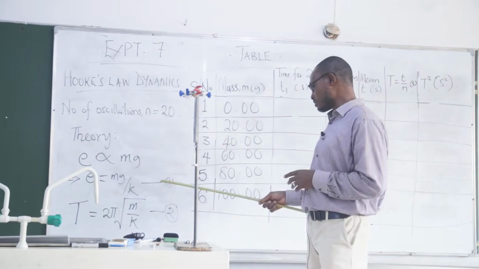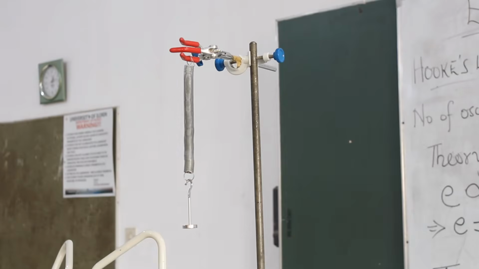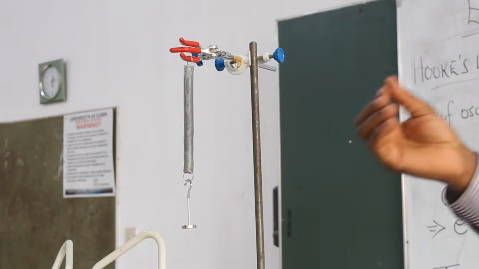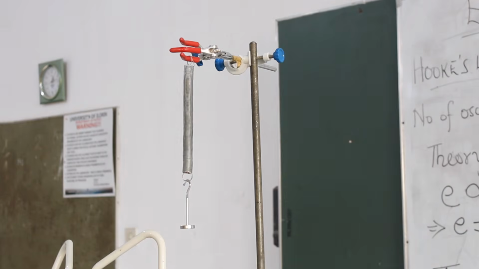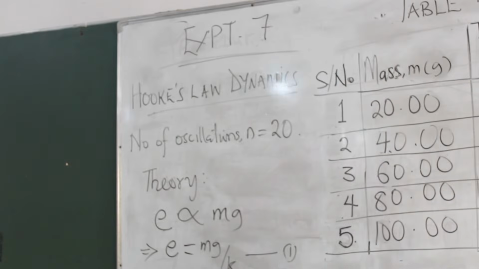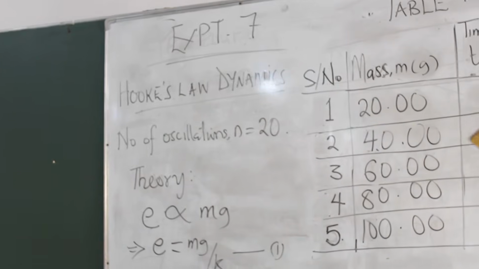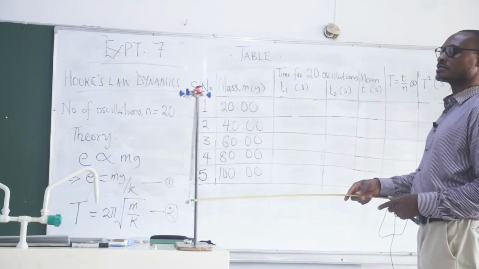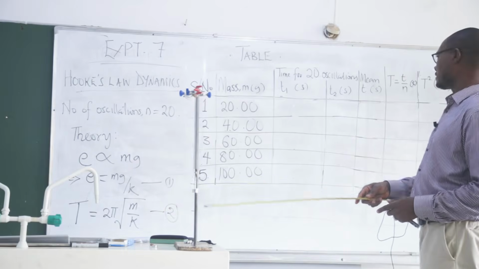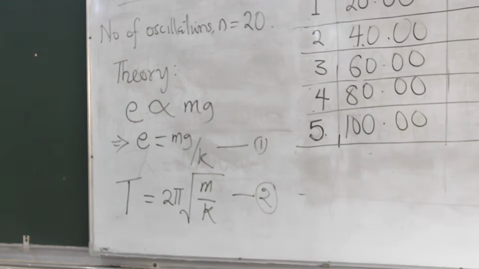That's our equation 1. And also, since we are going to set this spiral spring into oscillation, from equation 2, we have the period of oscillation for the spiral spring. Now, the table of observation is going to look like this.